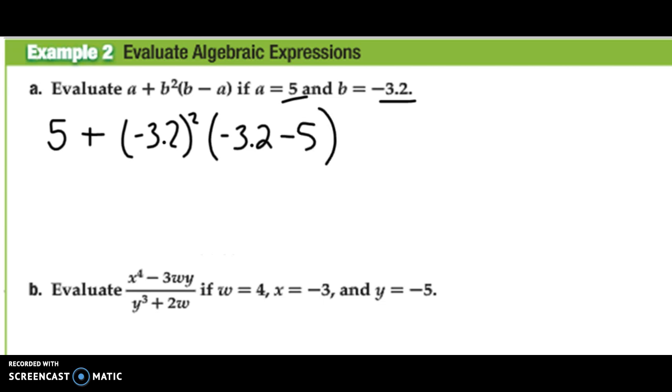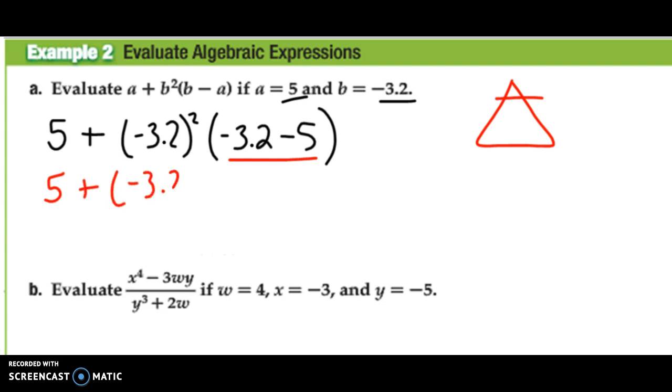So I go through my pyramid, and I go to the top first. Parentheses. And I do have to evaluate this in the parentheses. So I have 5 plus negative 3.2. Notice there's nothing in there that I can do in that first parenthesis, so I just leave it alone. And then negative 3.2 minus 5 is negative 8.2. Now that I have that, I go to the next layer, which is exponents. And I have negative 3.2 squared.